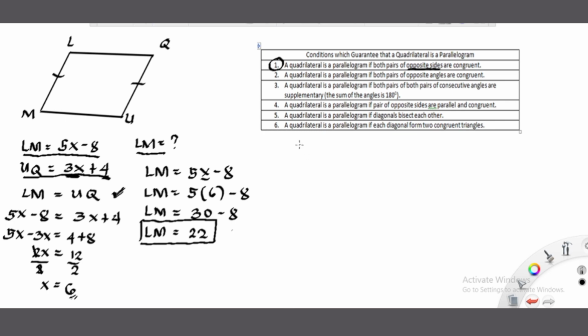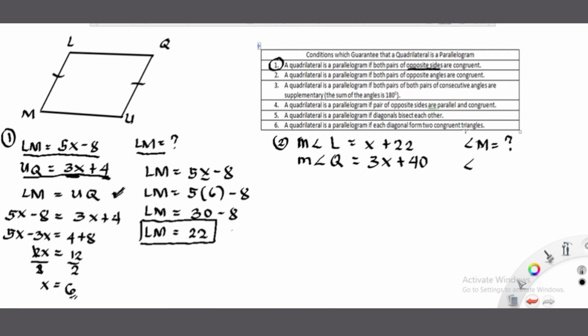Let's have another example. Alright? So let's say example number 2. So this is example number 1. Example number 2. So if the measurement of angle L is x plus 22 and the measure of angle Q is 3x plus 40. Okay, so let us compute for the measure of angle M and angle U. So angle M, a capital letter, isa sa mga hinahanap natin, and angle U.